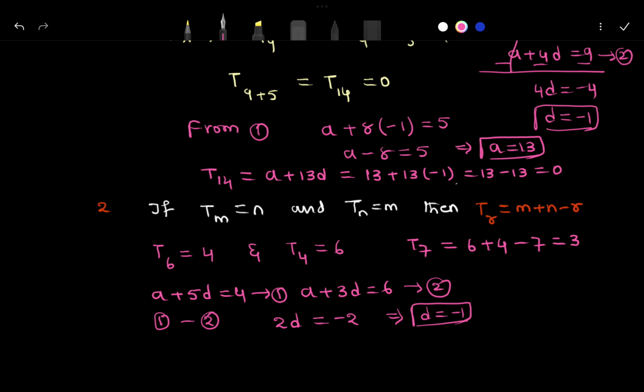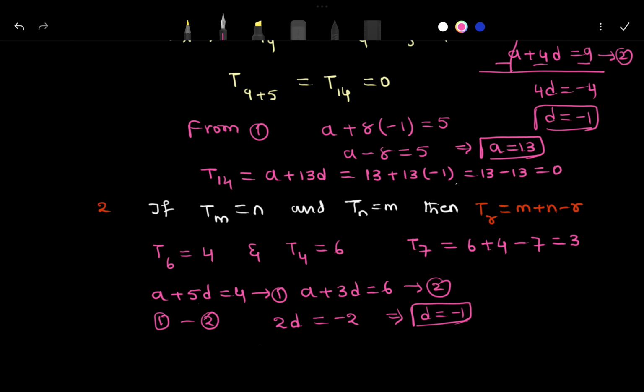Now substitute both the A value and the D value. According to the above example, you should find the seventh term. The seventh term is T7, which equals A plus 6D. A equals 9, so 9 plus 6 into D, which is minus 1. So this equals 9 minus 6, which equals 3.